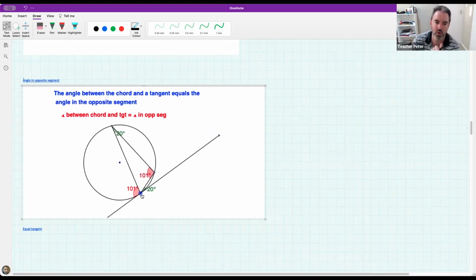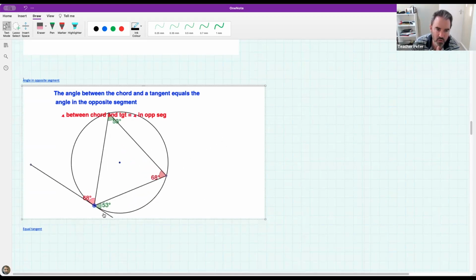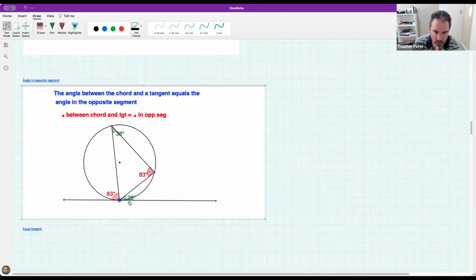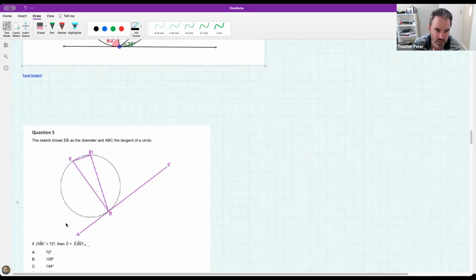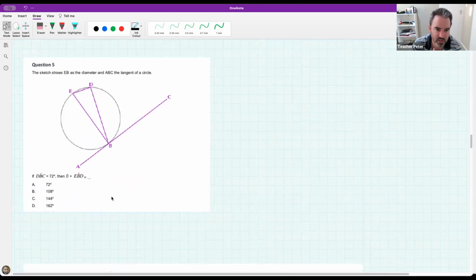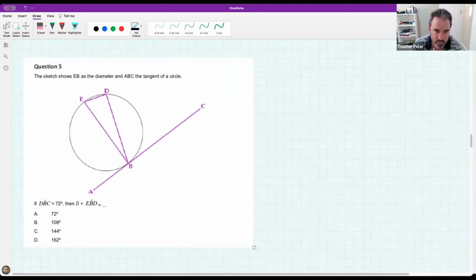But what you notice is the angle between the tangent and the chord is equal to the angle subtended in the other segment. Normally it looks a bit more like this, like a windsurfer. So this angle over here is equal to that angle over there, and vice versa. This is called the tan chord theorem, which we're going to practice in the second half. But let's start with this multiple choice question.